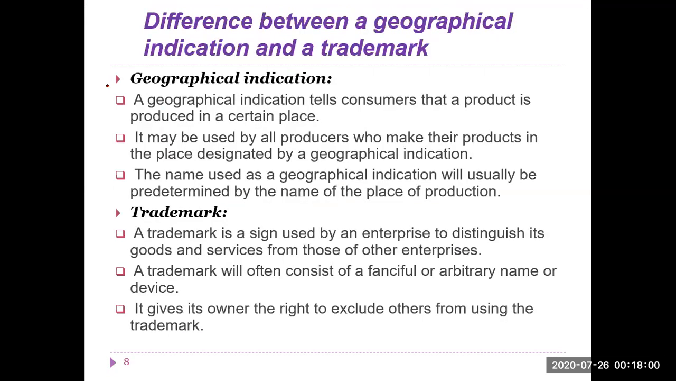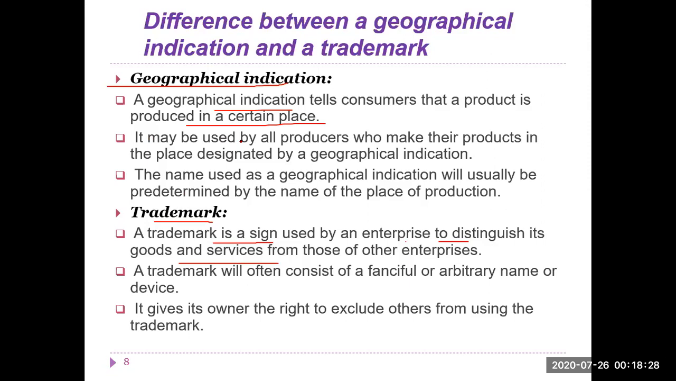And now there is some difference. Why are geographical indication and trademark different? Actually, we can differentiate them within three points. Geographical indication tells the consumer about a certain place, and a trademark is a sign used by individual enterprises to distinguish their goods and services from those of other enterprises.